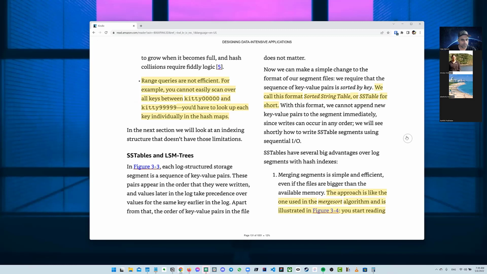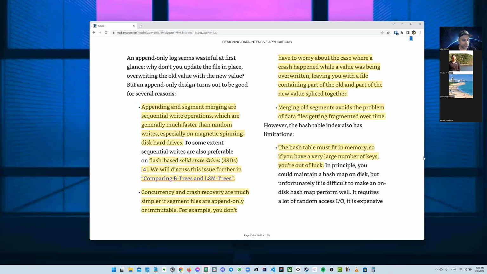Did I miss anything? Vijay, anybody to add to that? I think it's a pretty good summary. Yeah, he hit all the main points.